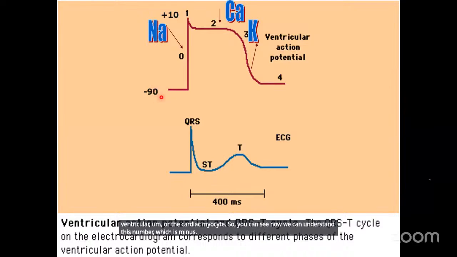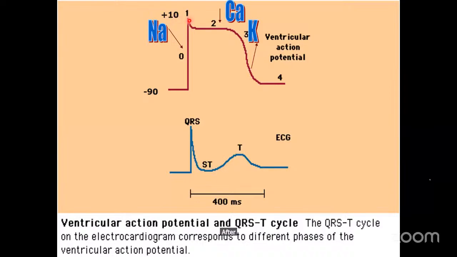So this is inside the cell. Inside the cell in a resting state, it is negative. That means it is a resting state. Now, when the impulse comes and stimulates the cardiac myocyte, there is an opening for the positively charged ions. The sodium ion rapidly enters the cell to make the inside of the cell positive, which is called ventricular depolarization.